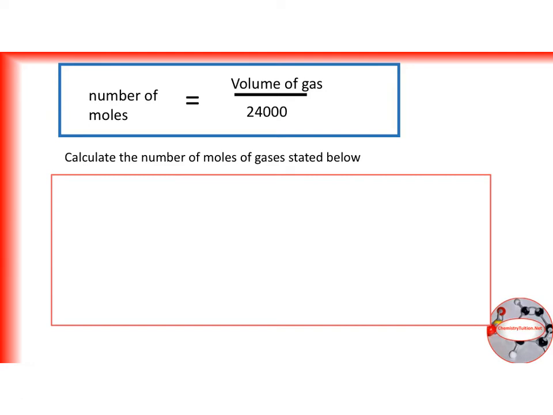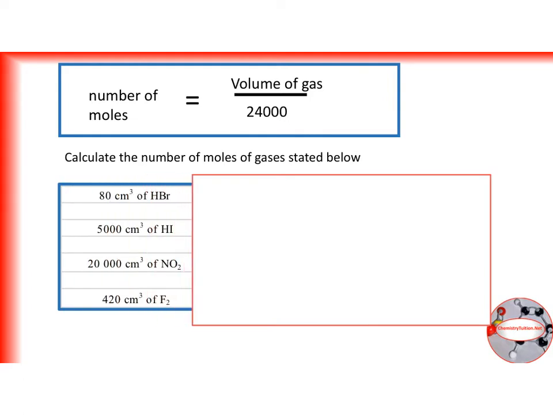So here's the other form of the equation, just rearranged. So we're going to work out the number of moles now if we've been given the volume of gas that is at room temperature and pressure. So here we go. We'll do a couple together and I'm sure you'll be able to do them by yourself. Let's uncover the questions, which we'll do there. And let's do the first one.